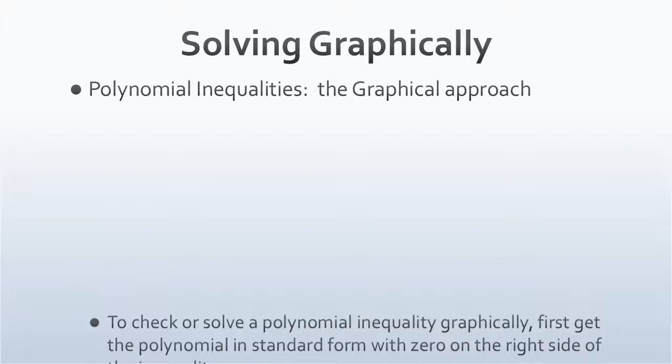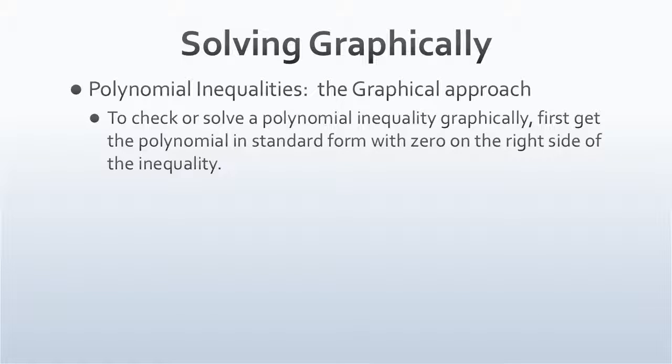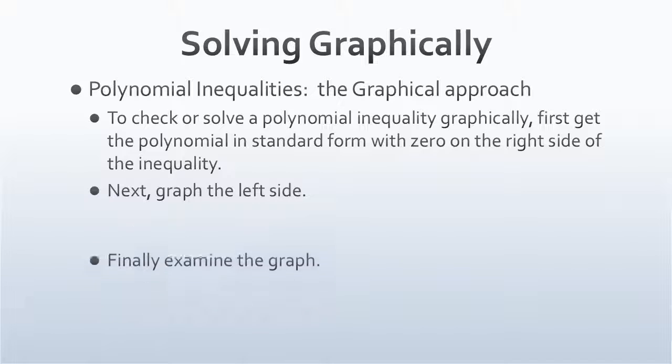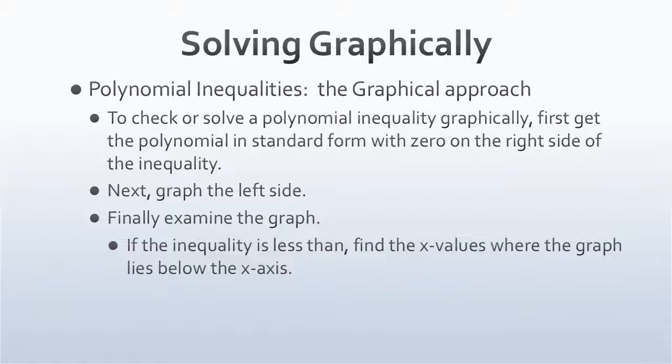Now graphically, a little bit different. What we do graphically is we get the polynomial again in standard form with 0 on the right-hand side of the inequality. We graph the left-hand side. We could put that in our calculators as y1, and we examine the graph.